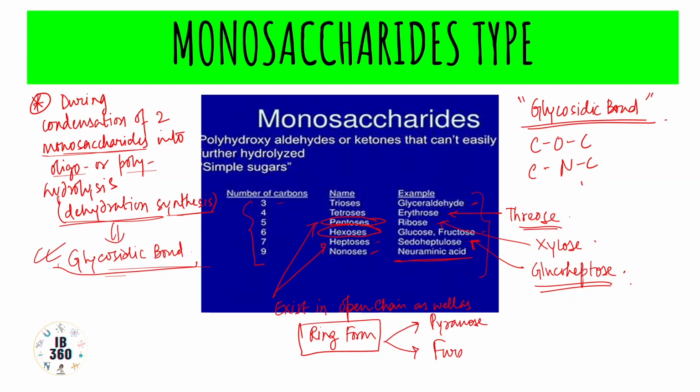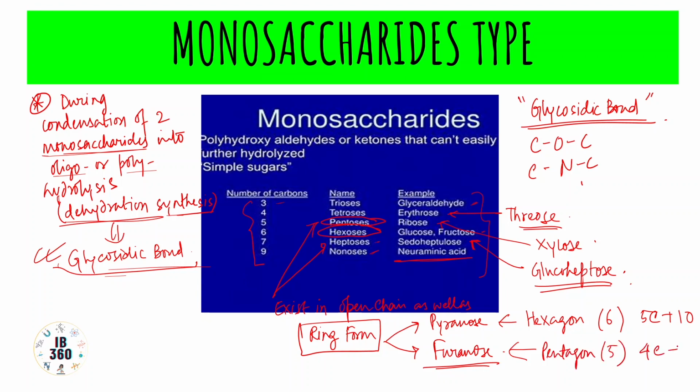So pyranose has a hexagon structure with 5 carbon atoms and 1 oxygen, and furanose has a pentagon structure with 4 carbon atoms and 1 oxygen. So hexagon, 6 sided, has 5 C atoms and 1 oxygen atom, and the pentagon, 5 sided, has 4 carbon atoms and 1 oxygen atom. Again, we have both pyranose and furanose types.